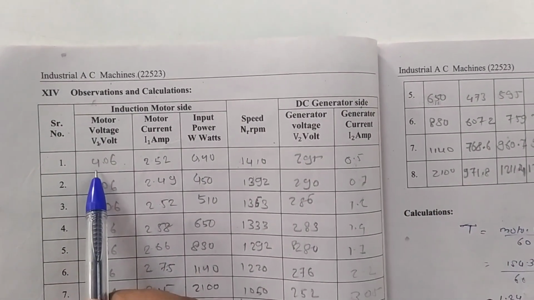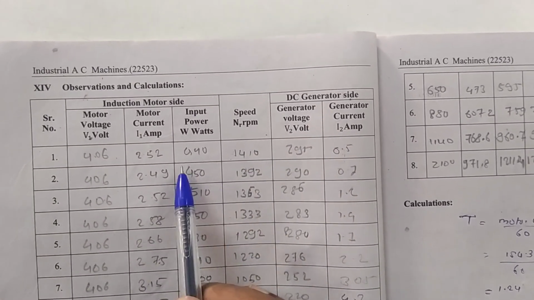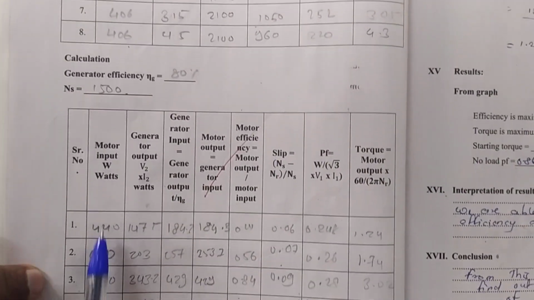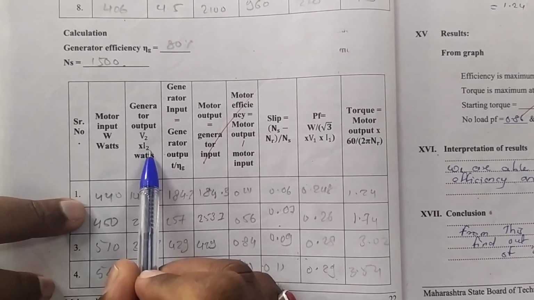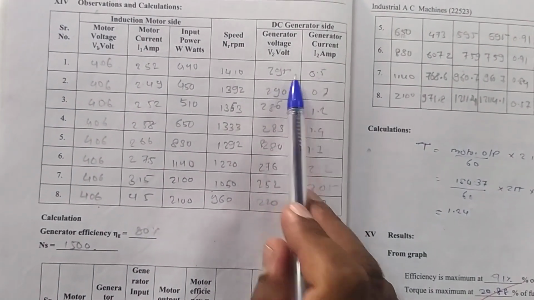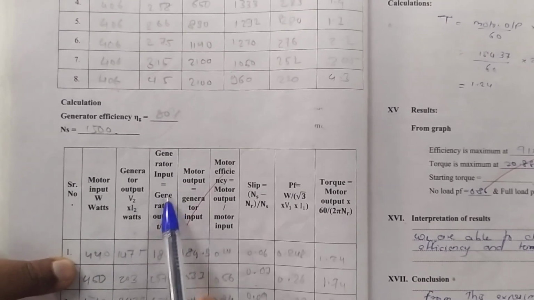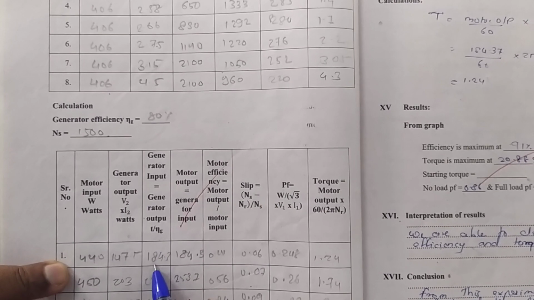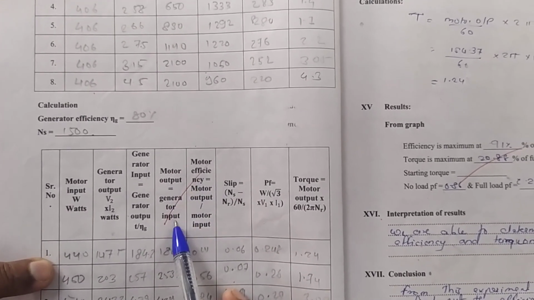After performing the practical, the readings are recorded one by one in this observation table. Now we are going to take a sample calculation. The motor input is the W1 wattmeter reading. Generator output is V2 into I2, meaning the voltage and current measured; the product of these two is the generator output. Generator input is the generator output divided by the efficiency of the generator. Then motor output is the generator input.